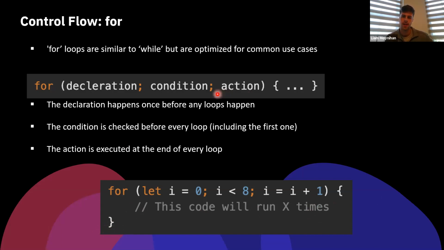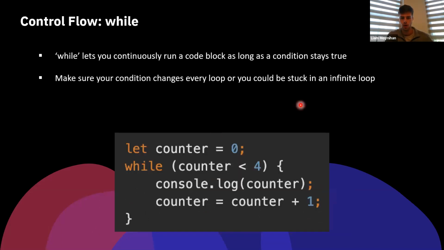And then the last part is an action. An action is going to happen once at the end of every loop. So you can see our while loop has the same parts here. It has a declaration of setting the counter to 0, it has a condition checking if it's less than 4, and its action is down here of adding 1 to the counter.